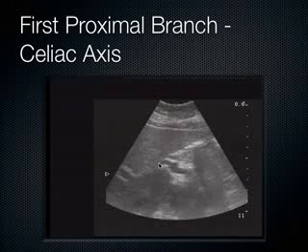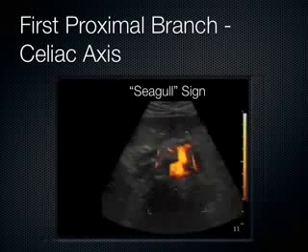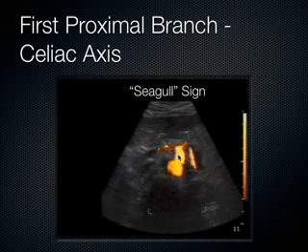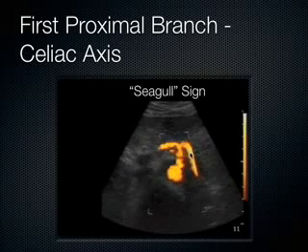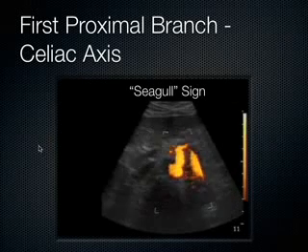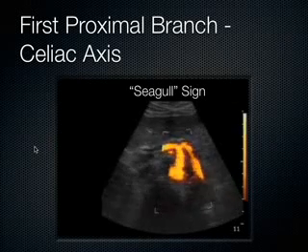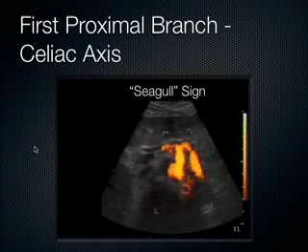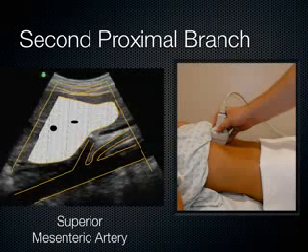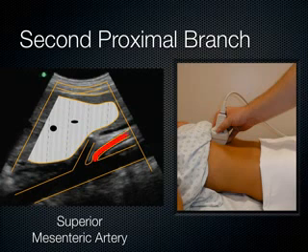All right? Now, when you put some color on this, it looks like a seagull. So here's the aorta, celiac axis, splenic, and common hepatic. Thank you. Cool? All right, what's the next branch? SMA. We can see it over there on the sagittal view on that image off to your left.